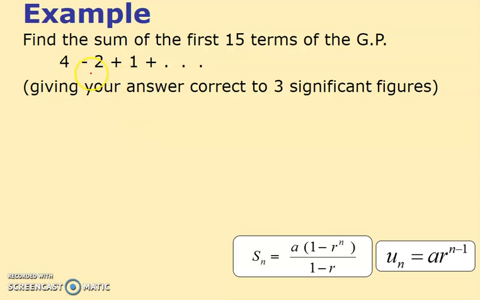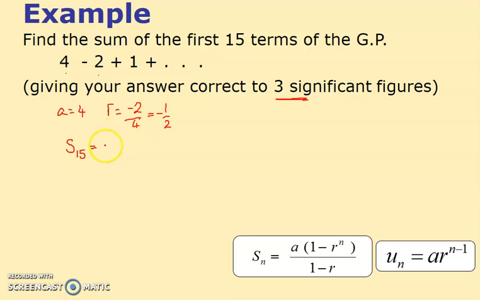Find the sum of the first 15 terms of this GP. So I've got 4, minus 2, 1. So I need my A, which is 4. I need my common ratio, and that's any term divided by the one before it. If you do that, you get minus a half. And I want the sum to 15 terms.